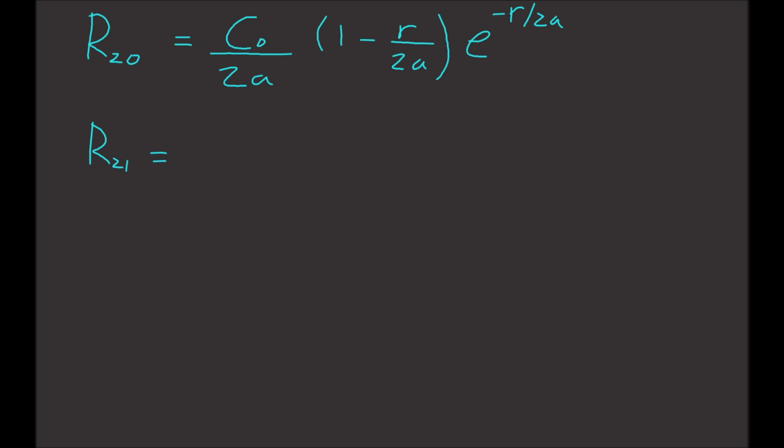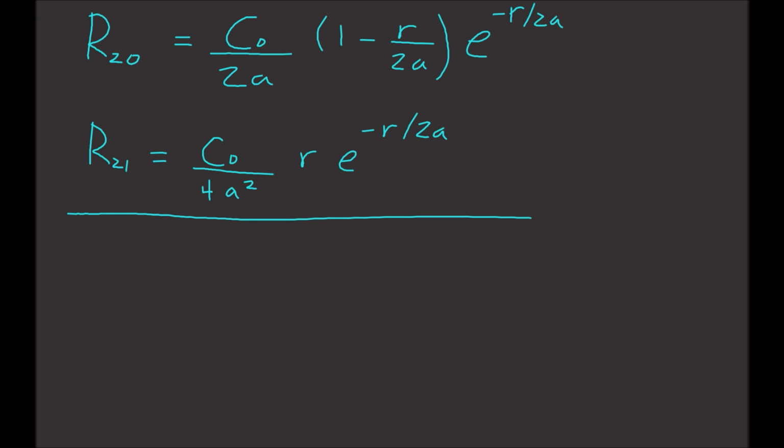We have C naught divided by 4a squared times r e to the minus r divided by 2a. Okay, so we have these two constants we have to normalize. This is quite tricky. It's not that easy to normalize these two functions. I invite you to do the normalization, okay?